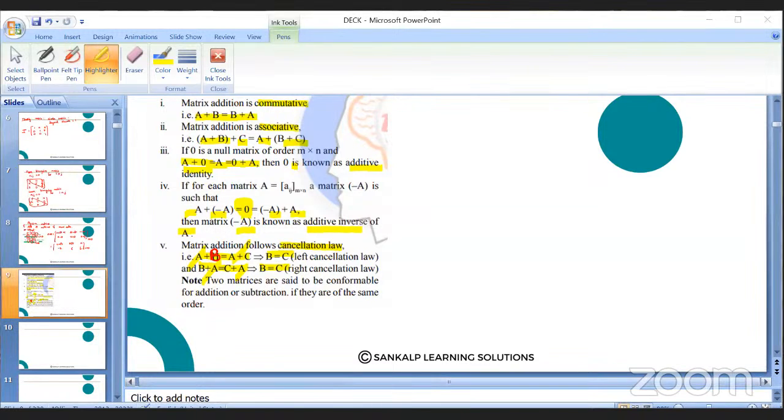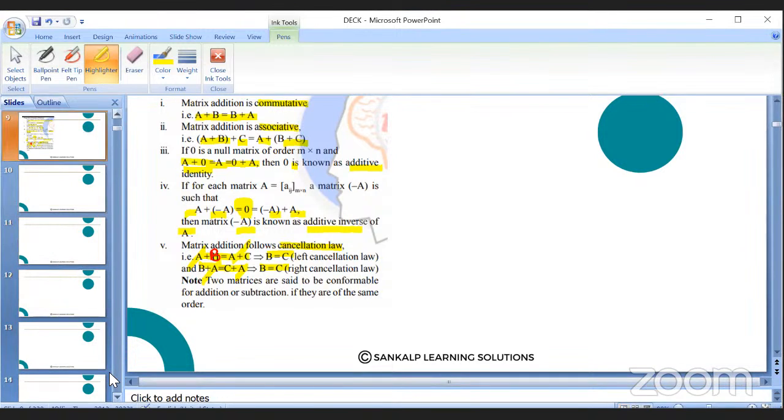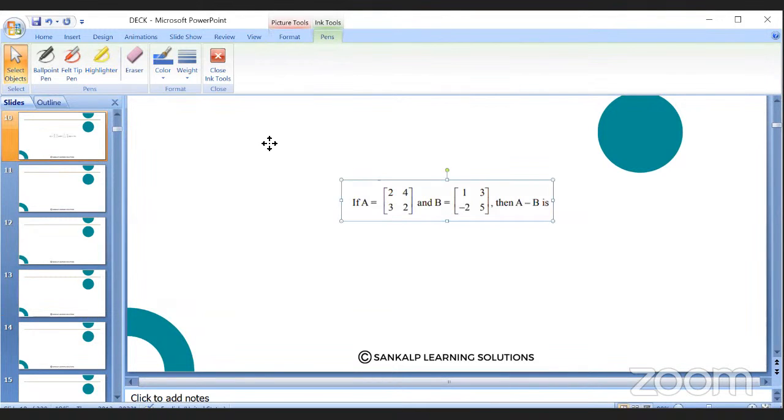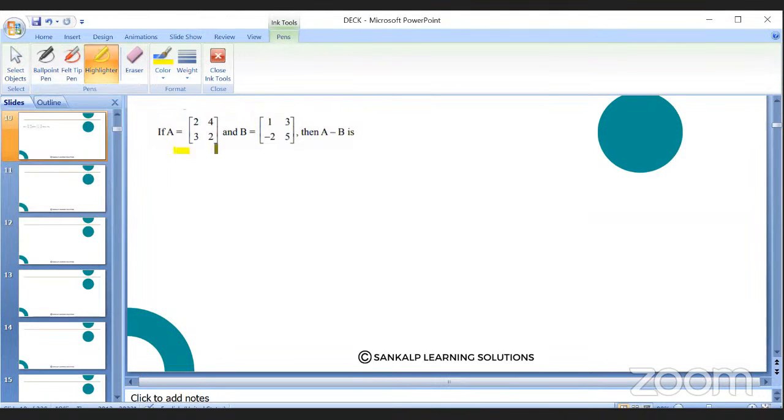So these are the properties of addition. Similarly, we can do subtraction also. How to subtract two matrices? Suppose A matrix and B matrix are given to you. You have to do A minus B. That means corresponding elements you have to subtract.